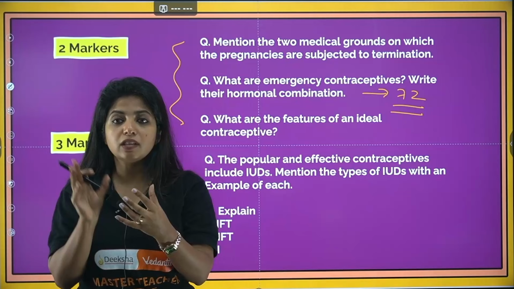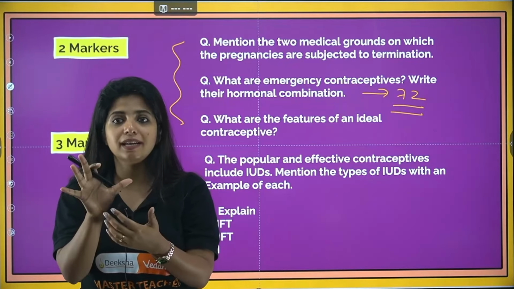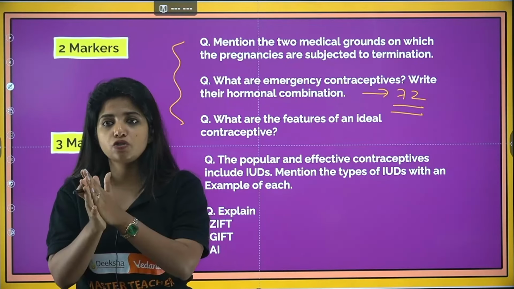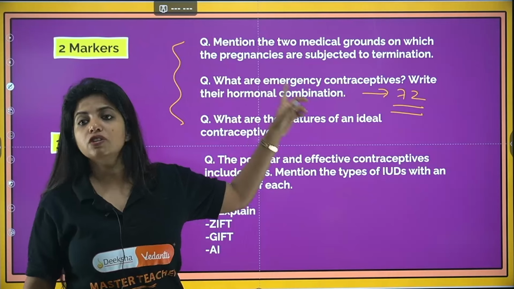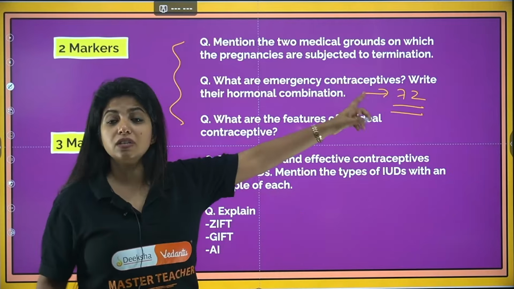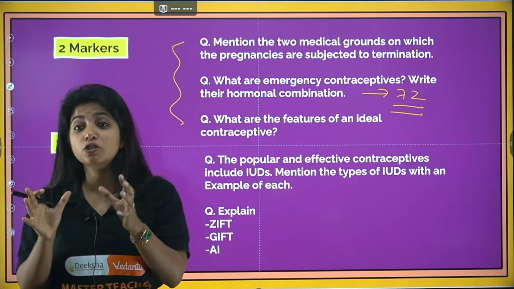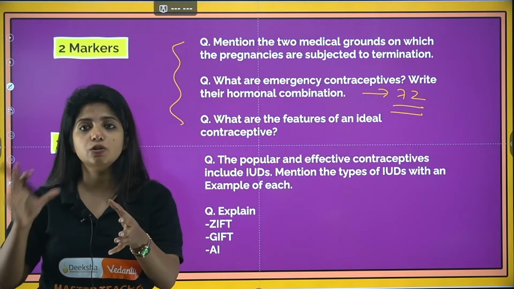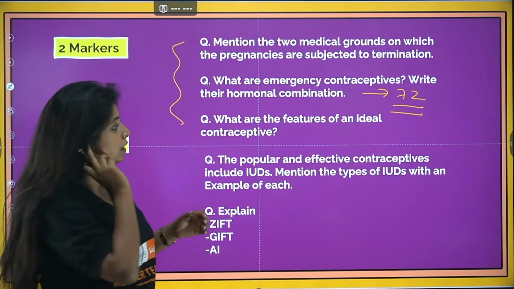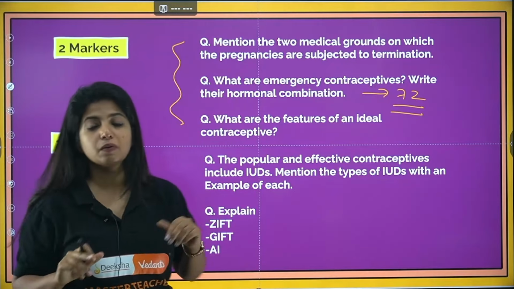So the sperm can be in the body for 5 days, but you have to prevent fertilization from happening, and you can do it with the help of emergency contraceptives like oral pills as well as the hormonal IUDs, because both of them have a combination of progesterone and estrogen. I hope that's clear. Now, what are the features of ideal contraceptives? You should know about that.